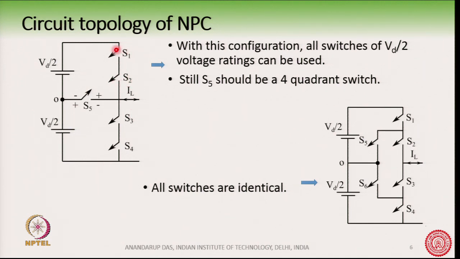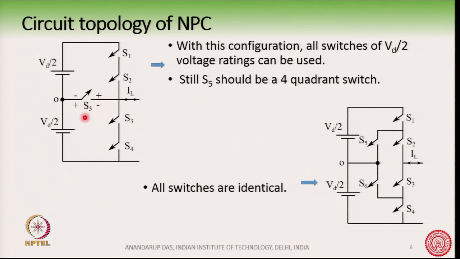So, you have S1 and S2 here series connected. Once you have them series connected, the voltage rating of these two switches will reduce to half. So, then S3 and S4 are also Vd by 2 and S5 is already Vd by 2. Okay. Still, S5 should be a 4 quadrant switch. Although we have made all switches of the same voltage rating, S5 will still be a 4 quadrant switch.